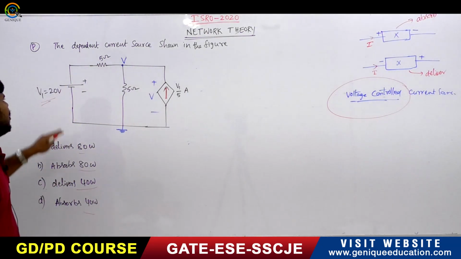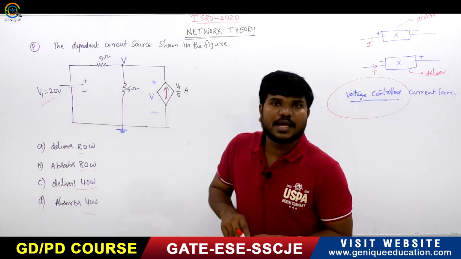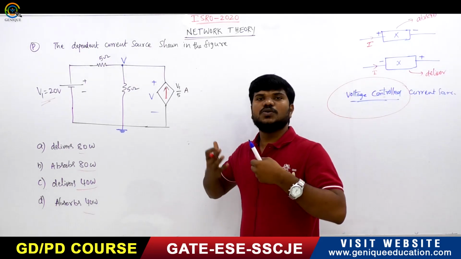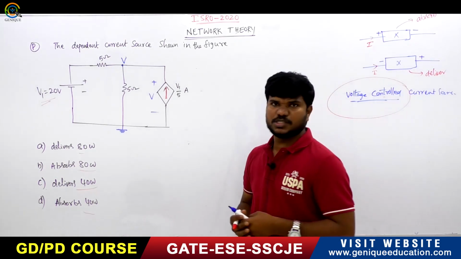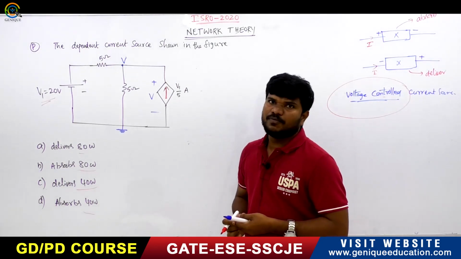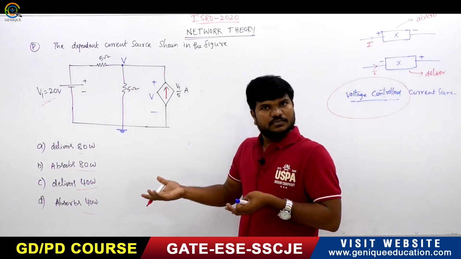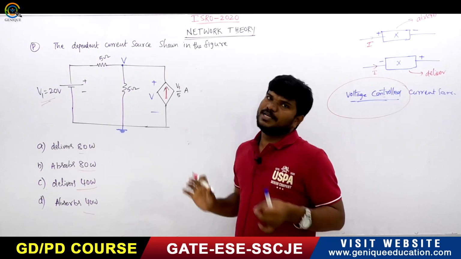So this is V. Now write the nodal analysis. What is nodal analysis? Nodal analysis means the algebraic sum of the currents at any node is equal to 0. The current entering is equal to the current leaving. The sum of the currents at that node must be equal to 0.